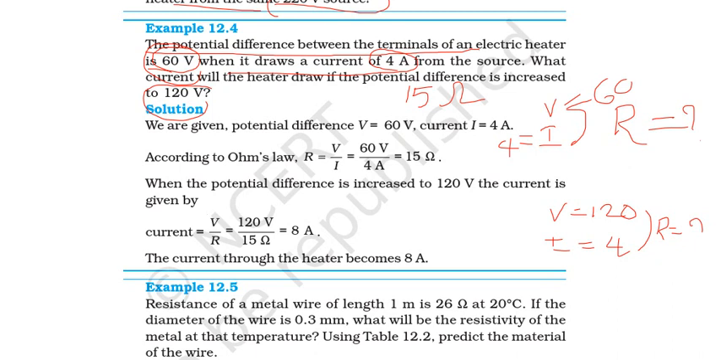Based on that R, see, in the second part your job is to take the V value 120 and the R value, that is 15 which you got here, and find the I value. This is the question of 12.4, right? Go for the next.